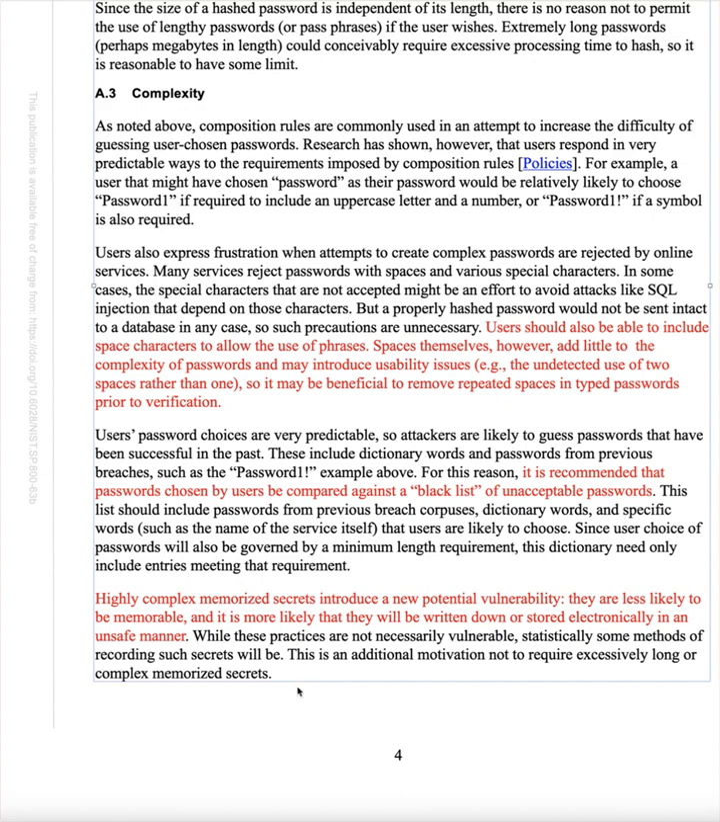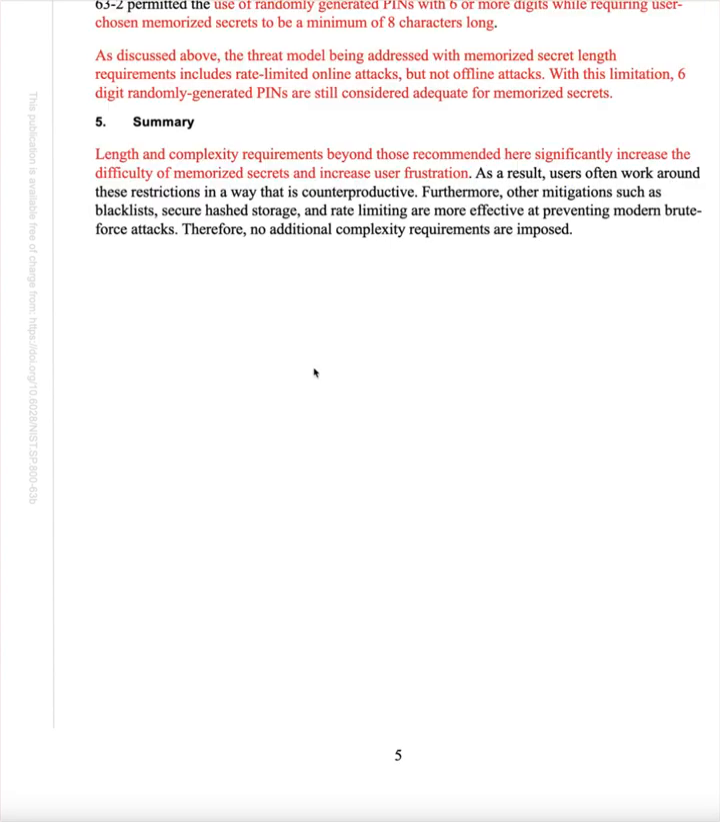Sometimes users post their picture with their PC, and on the sticky note the password is written, and the whole system becomes compromised. Therefore, highly complex memorized secrets as per these documents are not recommended.